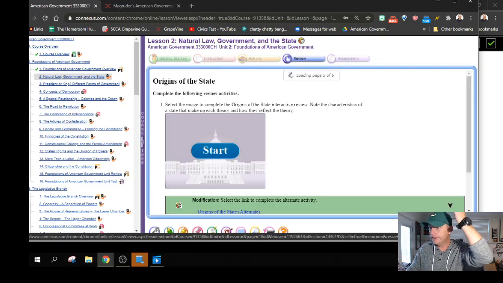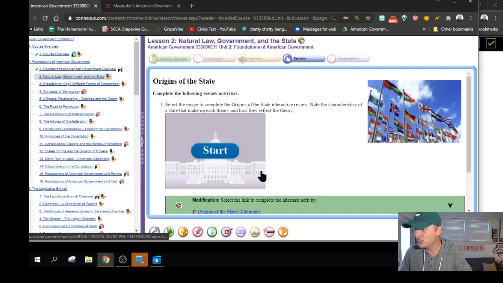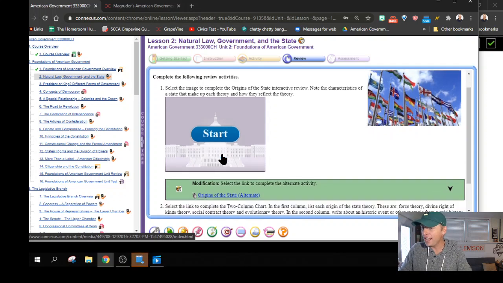All right. Boom. Five origins of the state, not of the United. I'm still thinking, you mean like the state of Kentucky? No. State as in governments formed. Small s, not the big S, which would be the United States, or the states. You'll get it. Select the image to complete the origin of the state interactive interview. Note the characteristics of a state that make up each theory and how they reflect the theory.